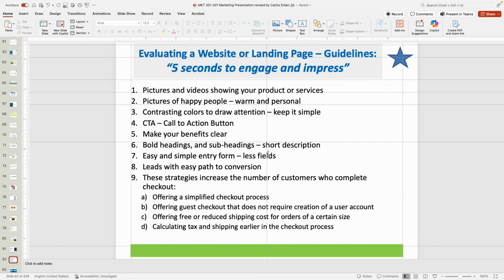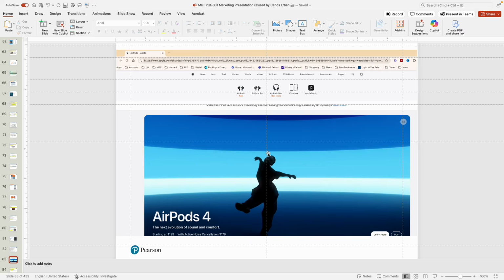So one of the things that we did is evaluating the user experience of a website using these guidelines, but don't worry about that for the exam because we're going to cover this in more detail when we do digital.